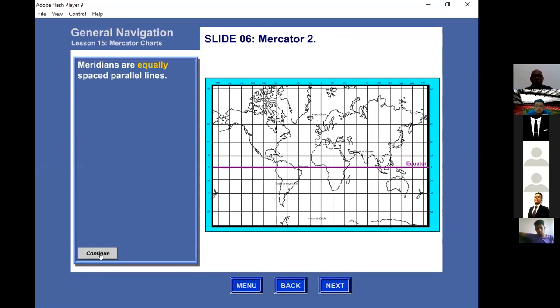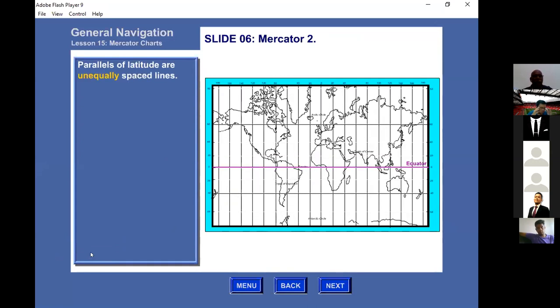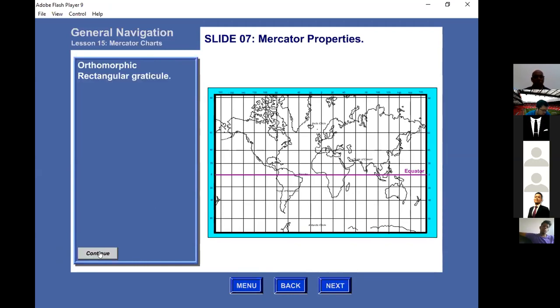The meridians are equally spaced parallel lines, like you can see. And the parallels of latitude are still unequally placed. But they meet the requirement of the expansion of scale being the same as the secant of the latitude, like it is for the longitude. All right. Now, this meets our requirement of orthomorphism and conformality. The graticules are rectangular. What was our first requirement? That the lats and longs should cut each other at right angles. It meets that requirement. And they're straight lines.